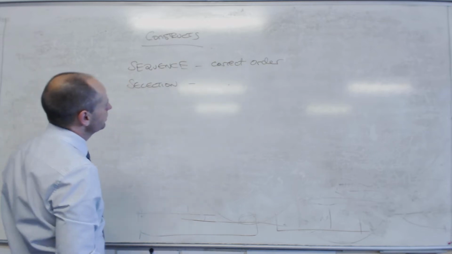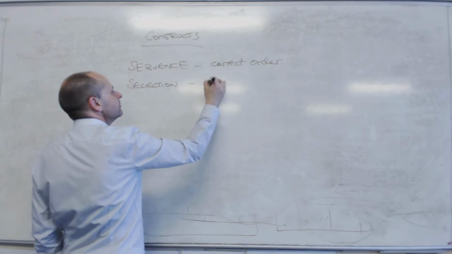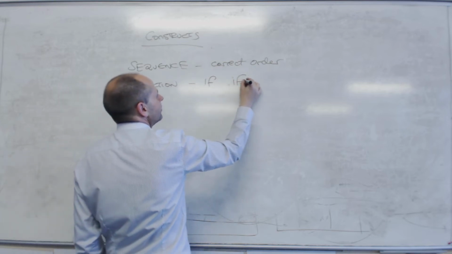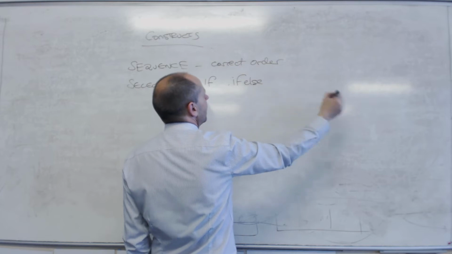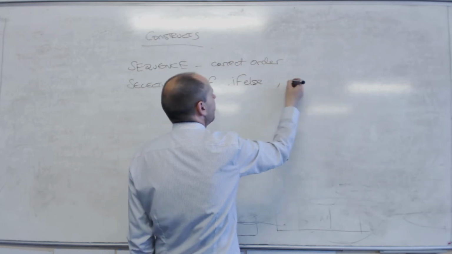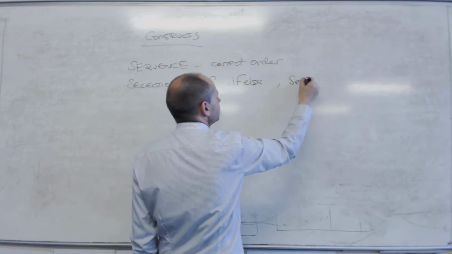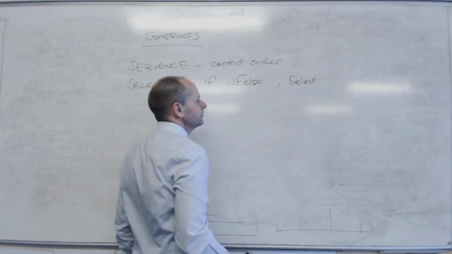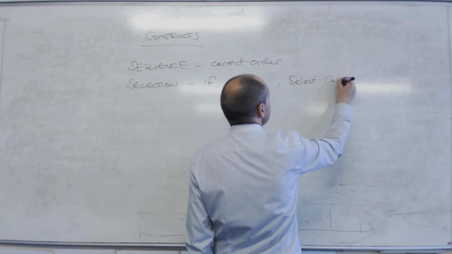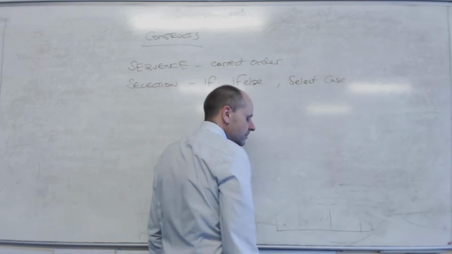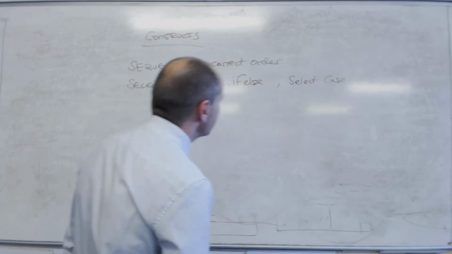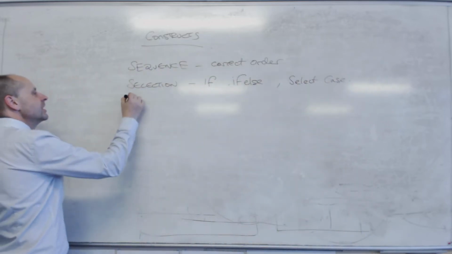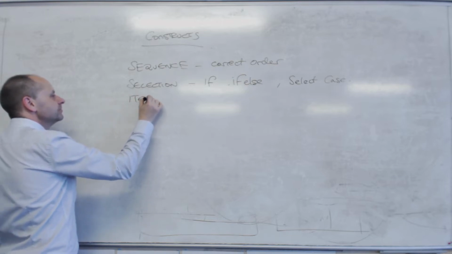So in order to do selection, you can either do if, or you can do if else, okay, and so on, or you can do a select, which we normally call select case. So I'll give a few examples of those in a sec. I just want to do this basic thing. And then we've got iteration, looping.